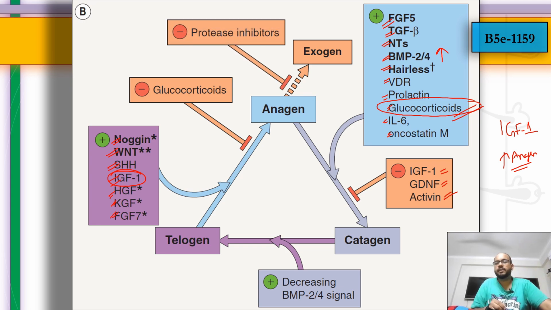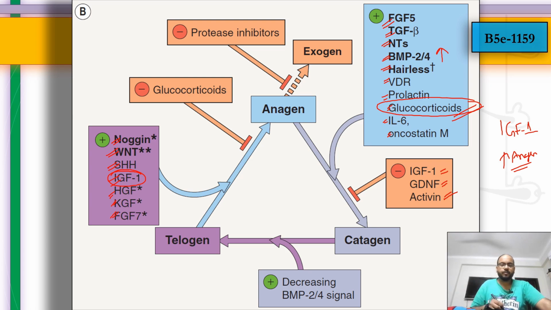Now, protease inhibitors will inhibit the transition of anagen to exogen. Remember, exogen phase, even if it goes from anagen or telogen, is an active proteolytic process. That means actively the proteins are dissolving. So all the proteases, all the collagenases are active. If you have protease inhibitor, you will inhibit those proteins and exogen phase will not happen.